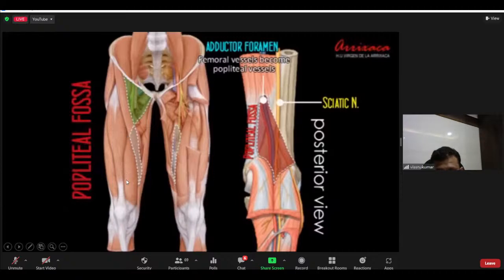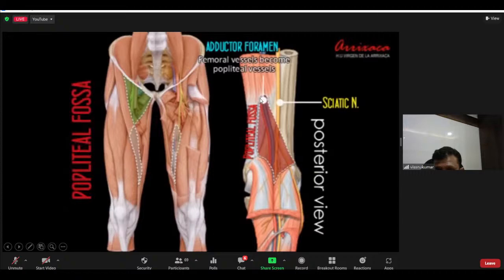Now, let us see the boundaries. Anterolaterally, what muscle do we have? We have vastus medialis. And posteromedially, we have adductor longus and adductor magnus. Now, I have taken out the sartorius muscle. Anteriorly, the roof of the adductor canal is formed by the sartorius muscle. Where does this adductor canal start? It starts where the sartorius muscle crosses over the adductor longus. And where is it going to end?